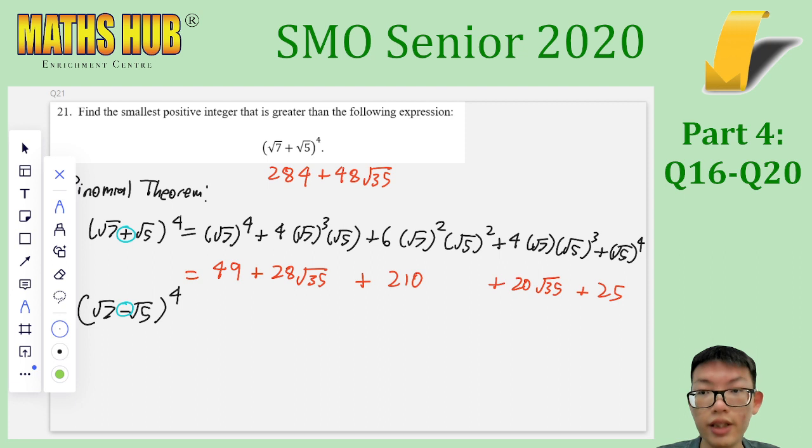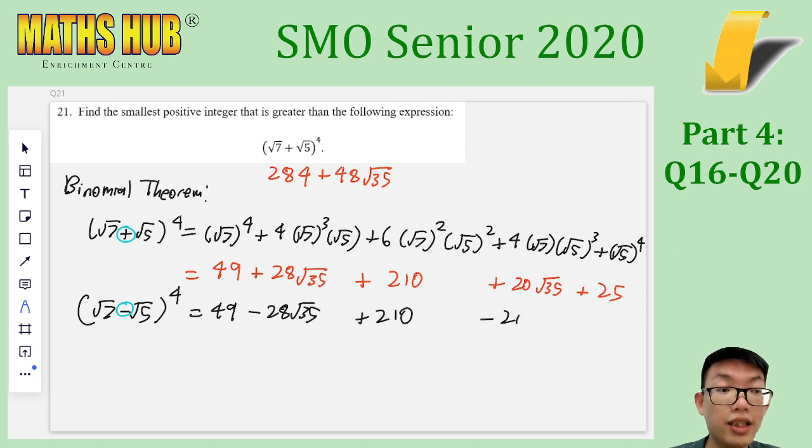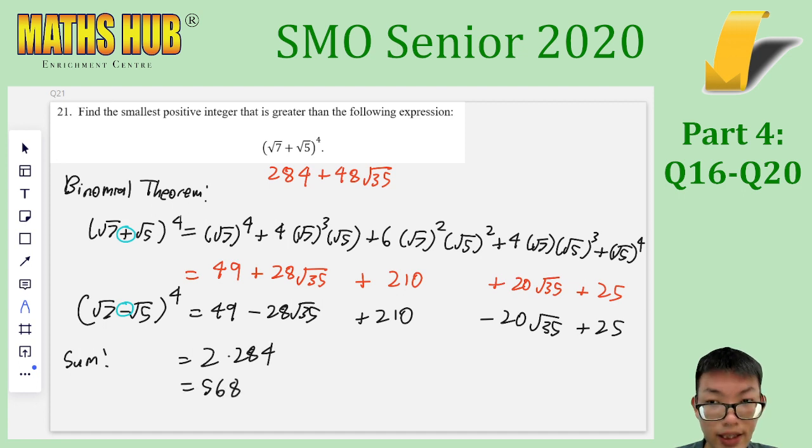As we know, if we were to expand this to the power of 4, it is going to be actually the same thing, except that the alternating terms would have a negative sign instead. Conveniently, we see that those terms with the negative signs are all those with the square roots. So, if we were to add them, the square roots will cancel out, and we would just get 2 times the integer parts, which we know is 284, which is equal to 568.